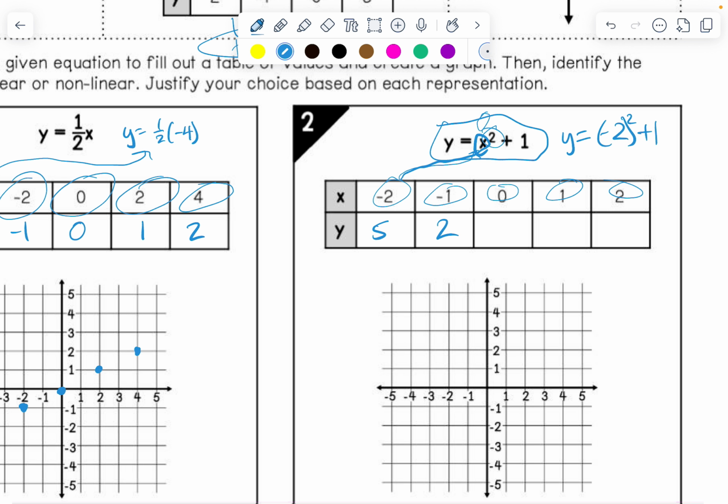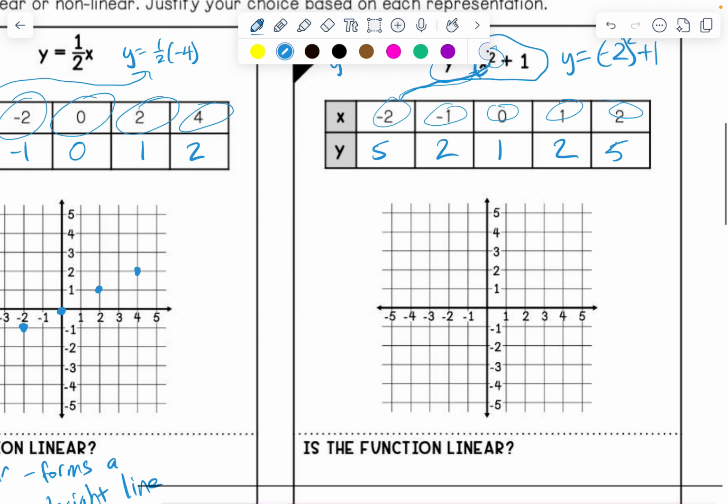Anything times 0 is 0, so that would just be 1. And then we could do, I'll show this step, y equals 1 squared plus 1, that would be 2. And then for the 2, same thing as the -2, we kind of caught a pattern here. So let's graph our points: -2, 5; -1, 2; 0, 1; 1, 2; and finally 2, 5.